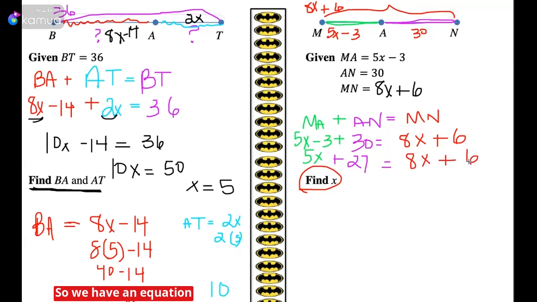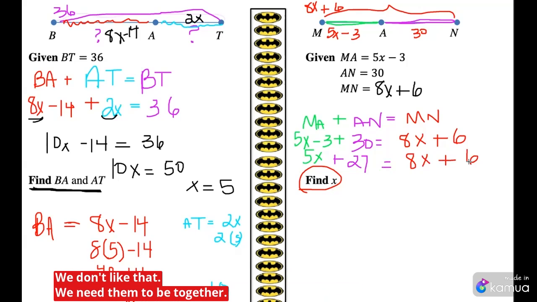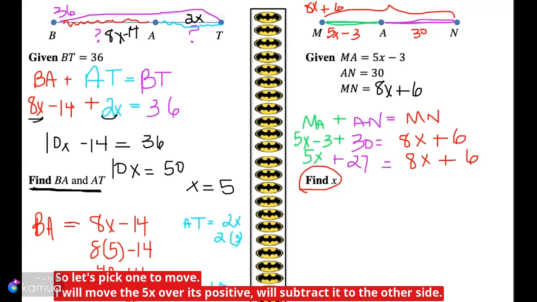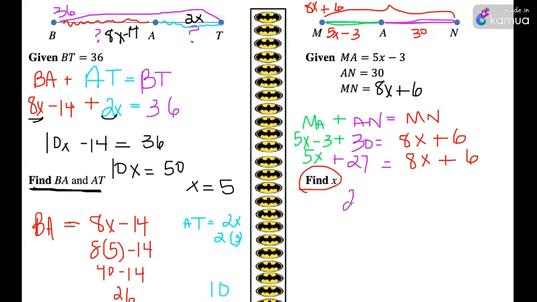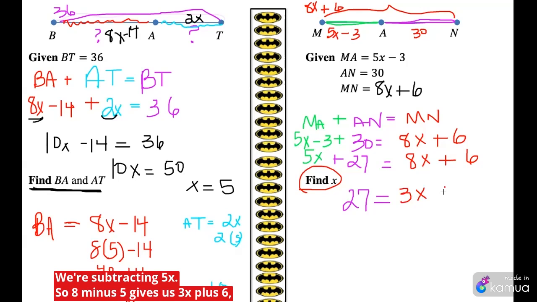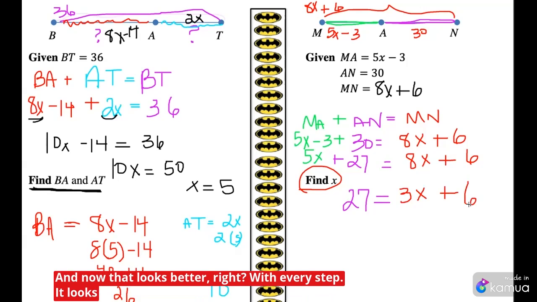So we have an equation with variables on both sides. We don't like that. We need them to be together. So let's pick one to move. I will move the 5x over. It's positive. We'll subtract it to the other side. And so it'll be 27 equals, remember we're subtracting 5x, so 8 minus 5 gives us 3x plus 6. And now that looks better, right? With every step, it looks better and better.